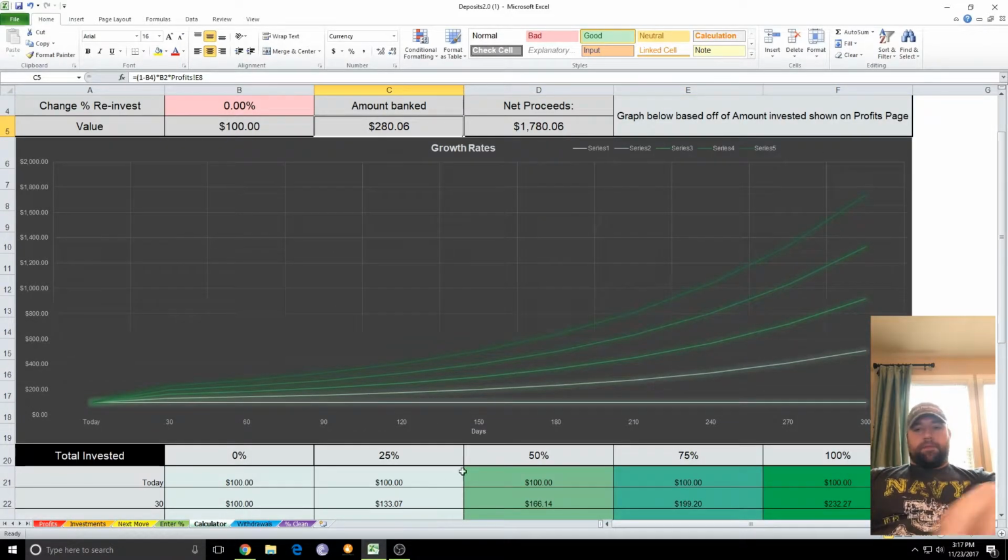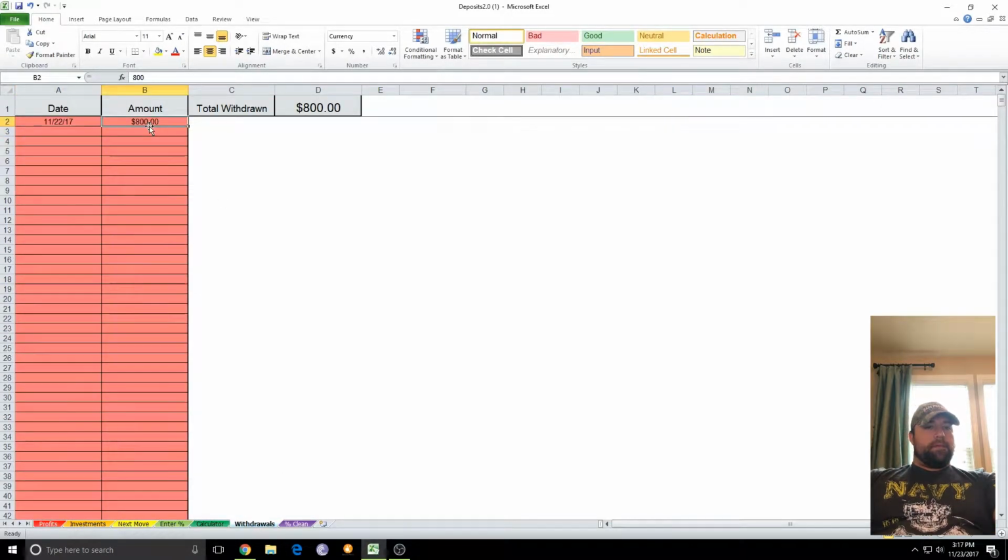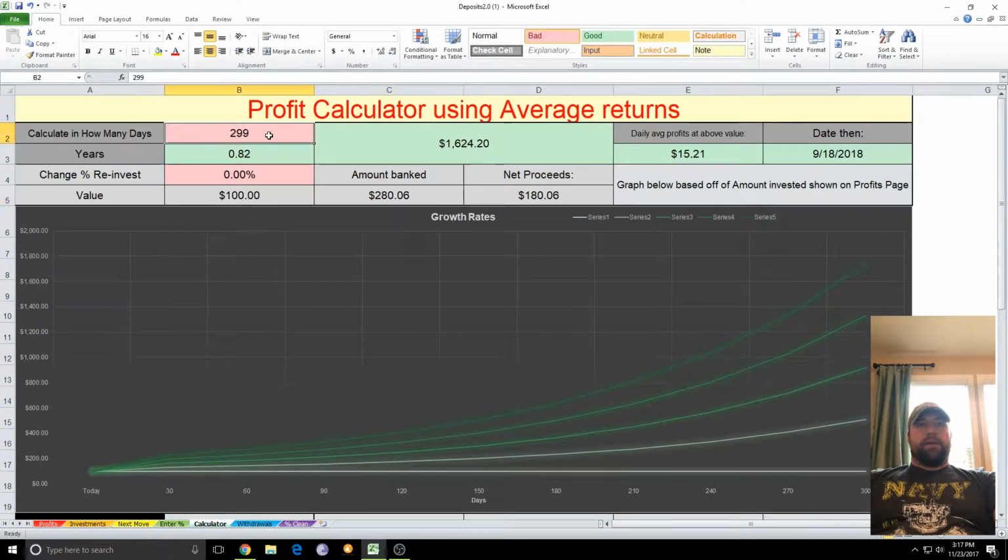Net proceeds, we'll talk about that in a minute. So let's go ahead and go back to this calculator. Let's say I started with $100. I wanted to go 5 years down the road, so like 1,500 days, plus 350, 1850. All right, just over 5 years. A 5-year investment of $100 at this rate will be $3 billion. Like Trump says, billion.